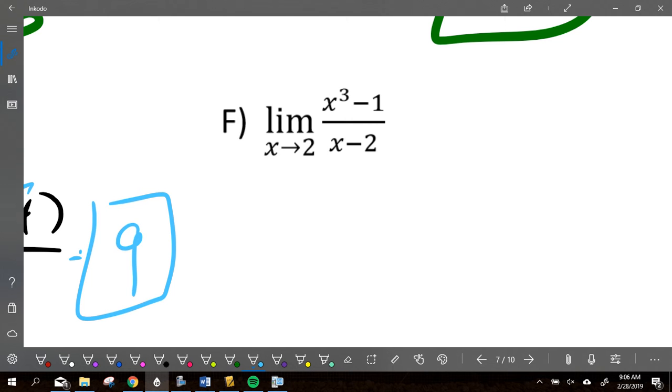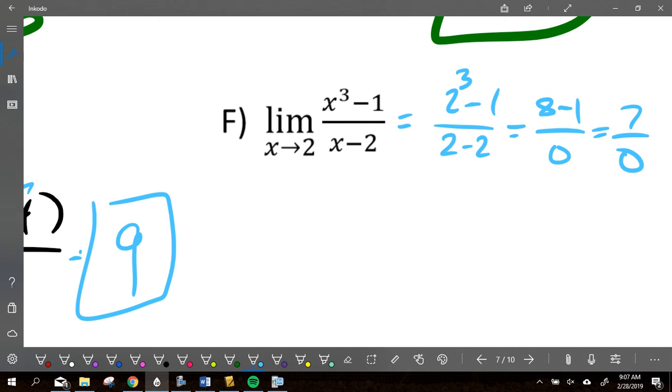Yeah, it's D and E. It's undefined here. We're going to start off, you shouldn't just try to factor it. Okay, we're going to plug in 2 cubed minus 1 over 2 minus 2. That is 8 minus 1 over 0. It's 7 over 0. 0's on bottom. Is that 0 or is that undefined? That's undefined, and so my answer is D and E.